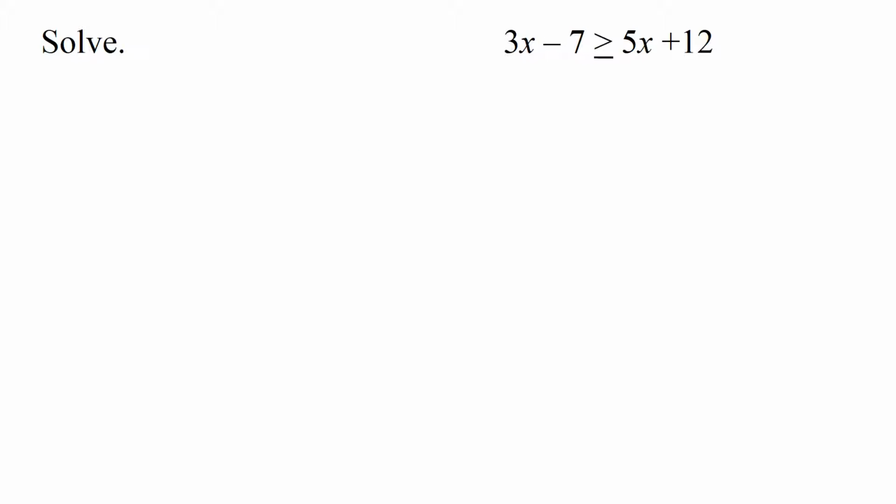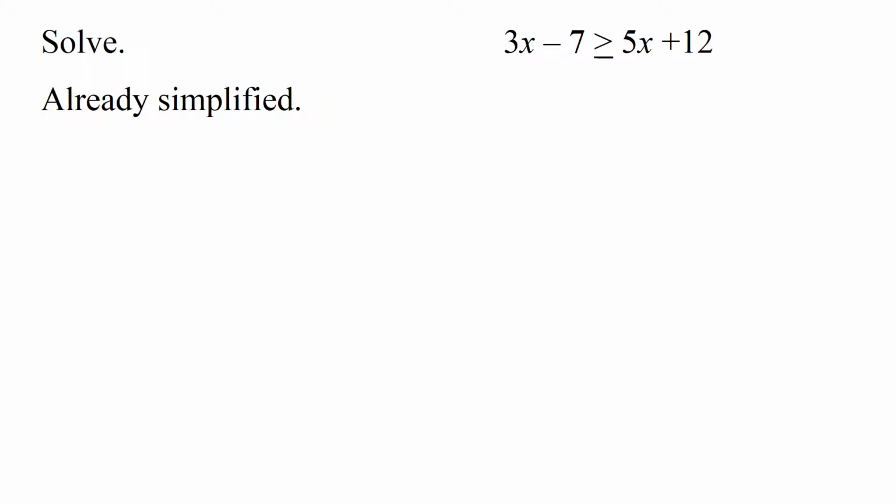All right, so let's look at this problem. We're going to solve 3x minus 7 is greater than or equal to 5x plus 12. And all these properties we've talked about apply just the same to greater than or equal to, less than or equal to. What do we notice? We notice both sides are already simplified, so we don't have to worry about doing that, but we have x's on both sides of the equation. We only want x's on one side.